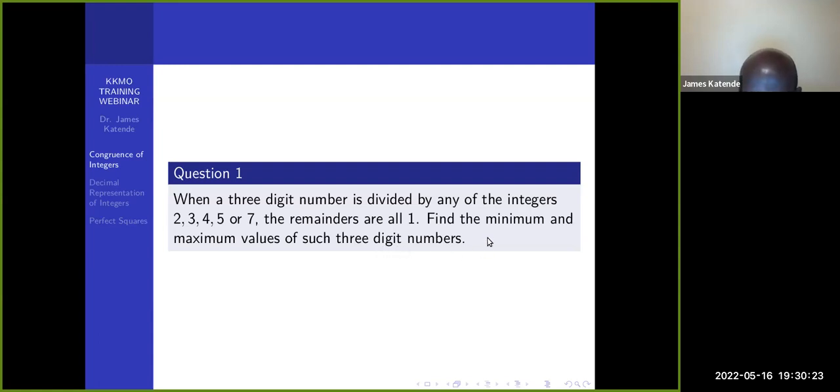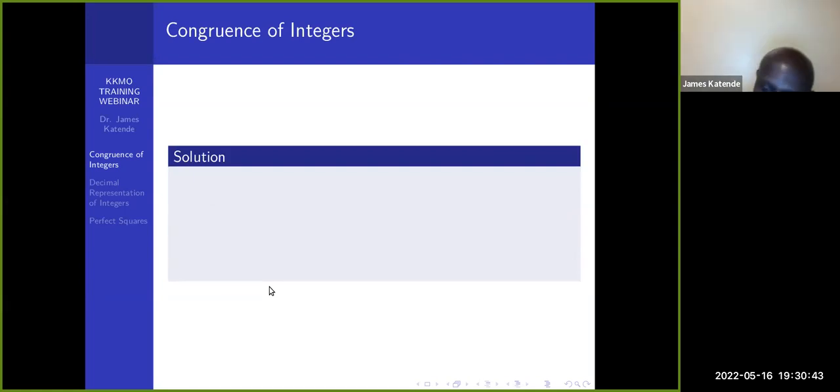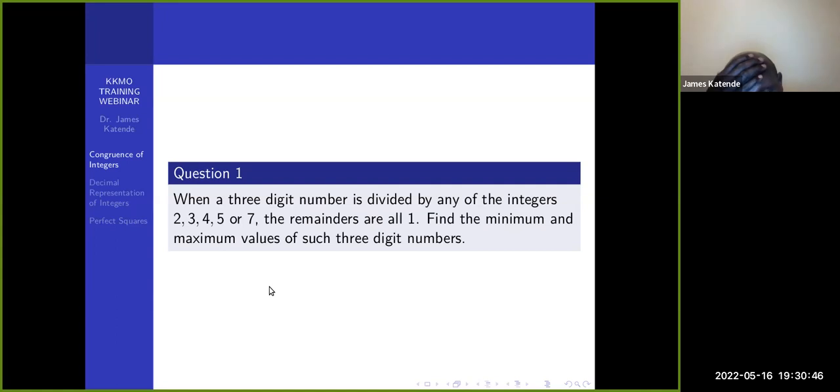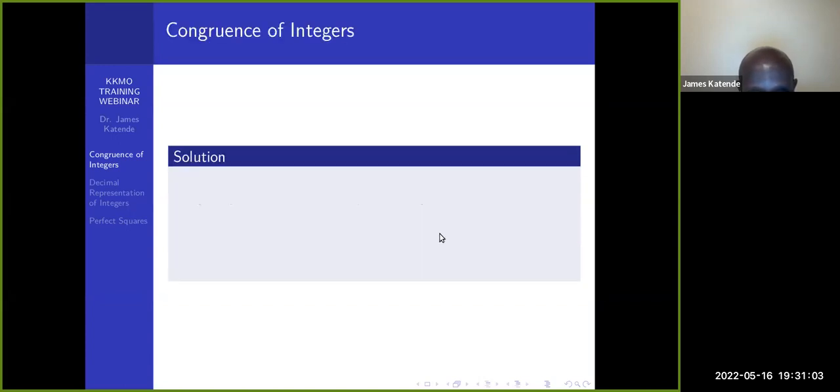So what is the smallest 3-digit number, which when divided by any of these numbers will give me remainder 1? And also what is the largest 3-digit number, which when divided by any of these will give me remainder 1? So I hope you have read the question properly and understood it as well. If any questions, you can ask. If not, we proceed. So let's see what we do.